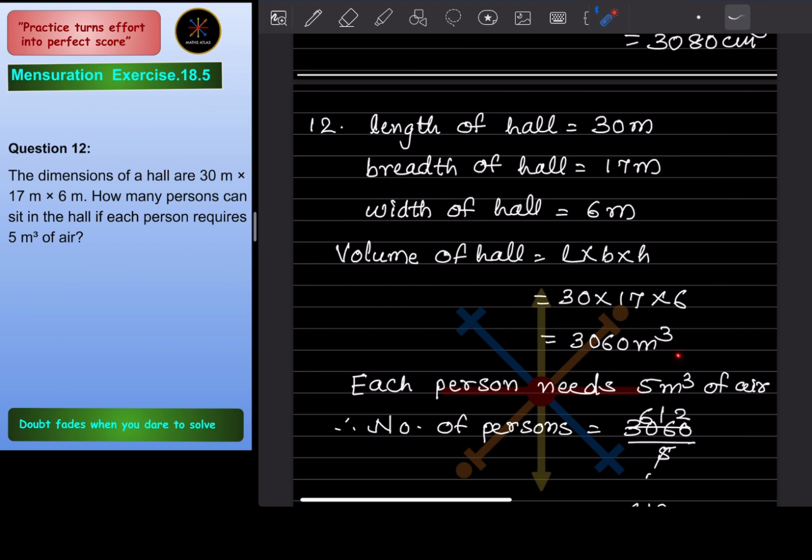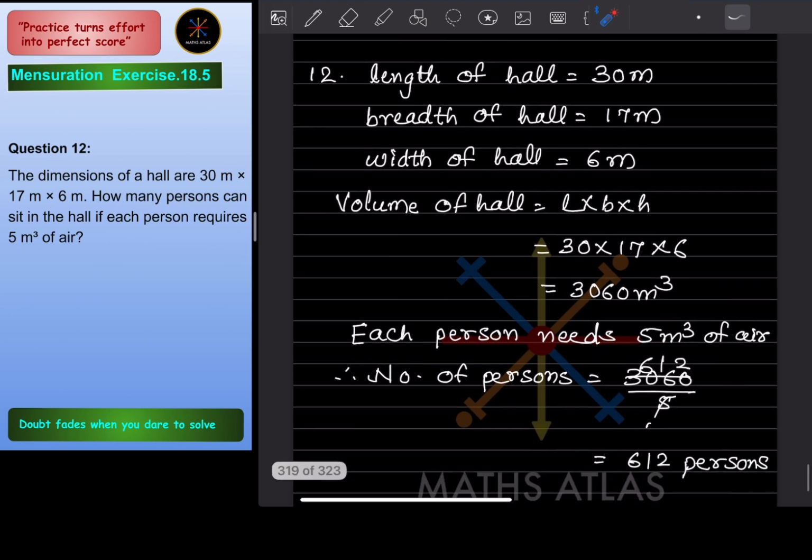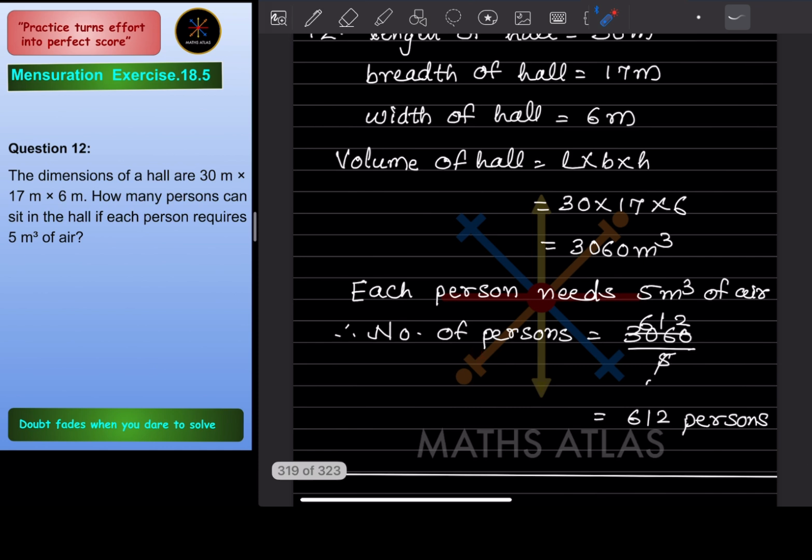Which is going to be 3060 meter cube. They have given here that each person needs 5 meter cube of air. So the number of persons is going to be the volume divided by 5. So this will be 3060 divided by 5, which is going to be 612 persons.